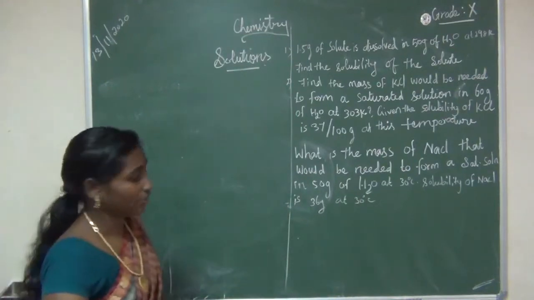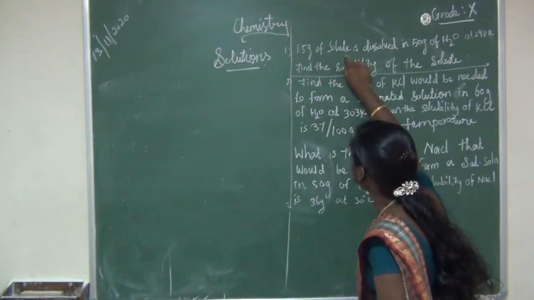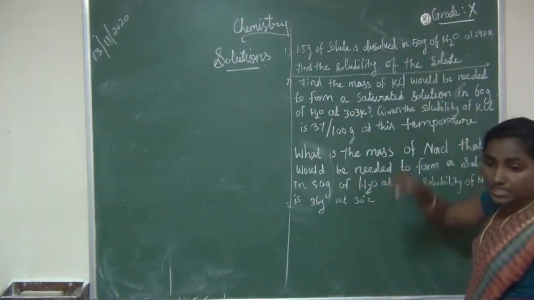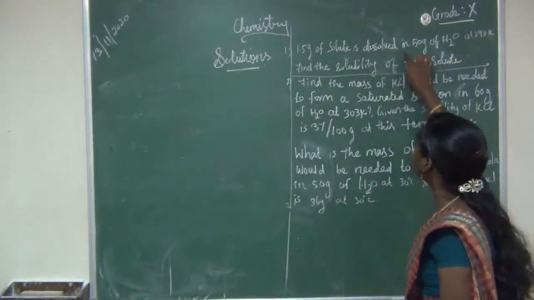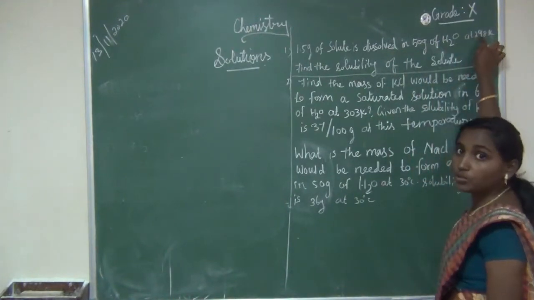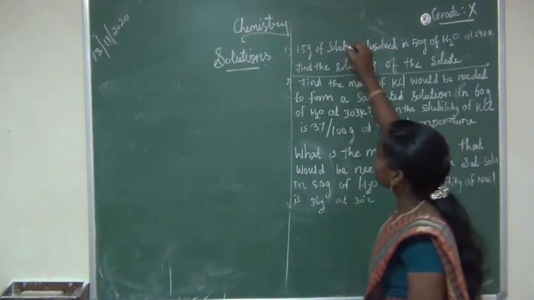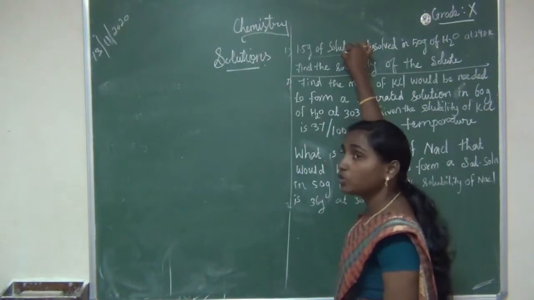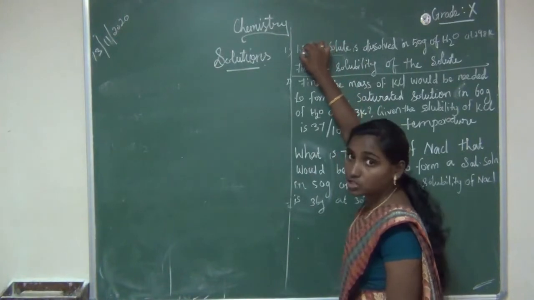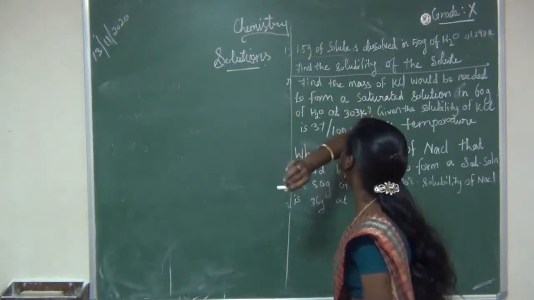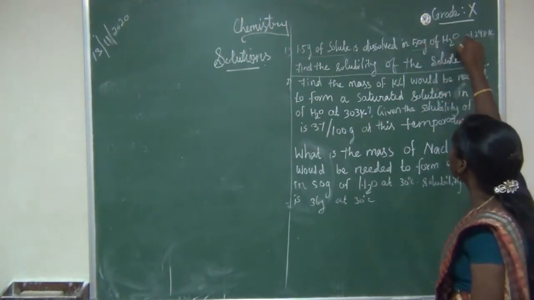So see the first question. 1.5 gram of solute is dissolved in 50 gram of water at 298 Kelvin. Find the solubility of the solute. Here, how many grams of solute are given? Solute means any salt, right? 1.5 gram of solute. And the solvent, how much is given? The solvent is a liquid, water. So 50 gram of water.